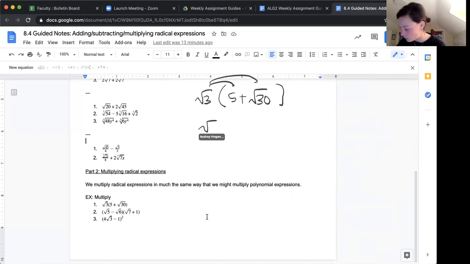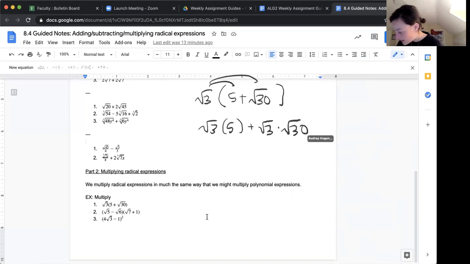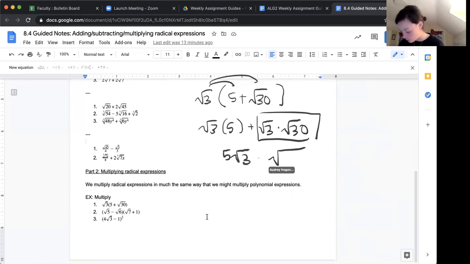So I'm going to have square root of 3 times 5 plus square root of 3 times square root of 30. Right here, I can use my product rule for radicals and rewrite this as 5 square root of 3 times the square root of 30 times 3, which is equal to 90. Then I want to go ahead and simplify that square root of 90.